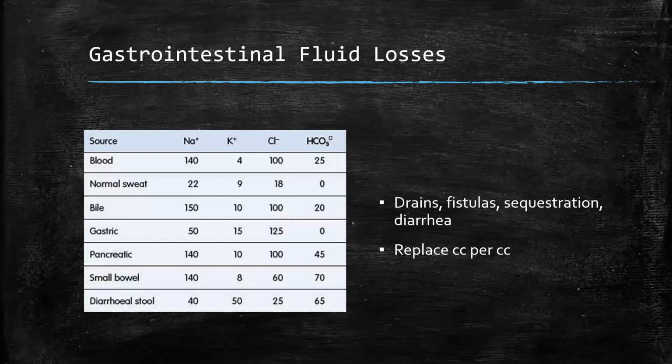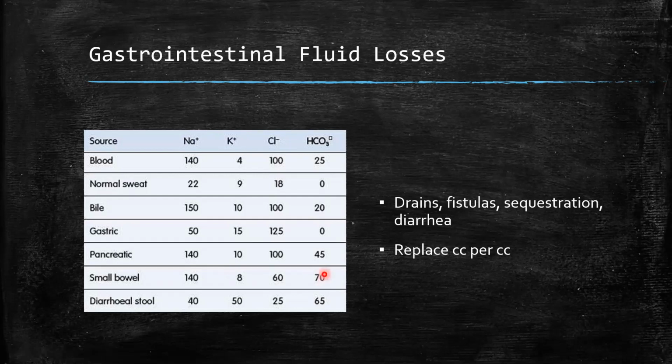The simplest thing you can do is just send a sample to the lab and get a BMP on it, and then you'll know exactly what you're dealing with. But there's a few things to note here. Lots of small bowel and pancreatic fluids, they really are sort of isotonic fluids. The sodium levels are pretty high. And so you'd want to replace them with a normal saline or an LR type fluid.